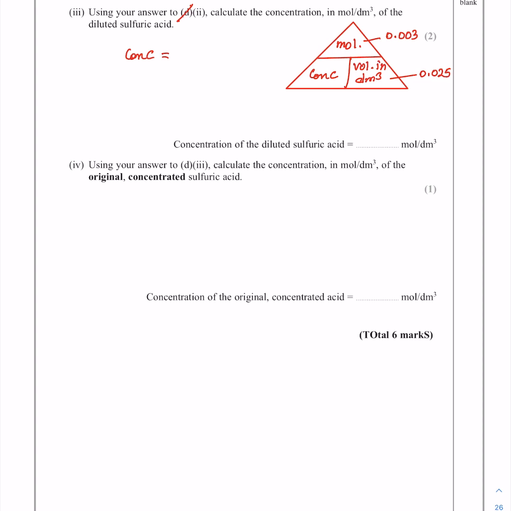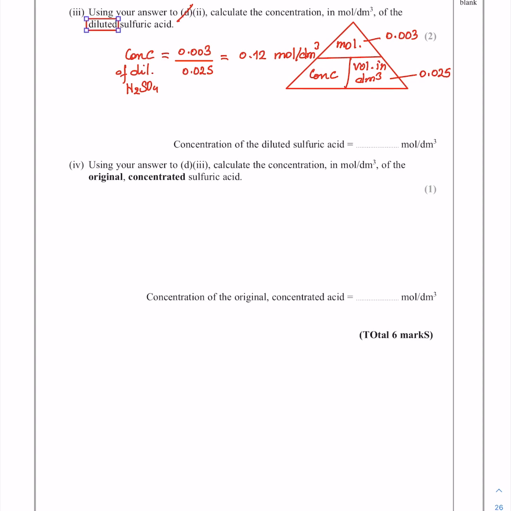يبقى كده ال concentration of diluted sulfuric acid is equal to 0.003 للمولز over 0.025، يبقى يطلع الانسر 0.12 مول per cubic decimeter. ده ال concentration بتاع انهي sulfuric acid الدايلوتد.